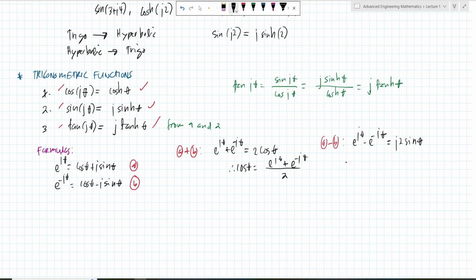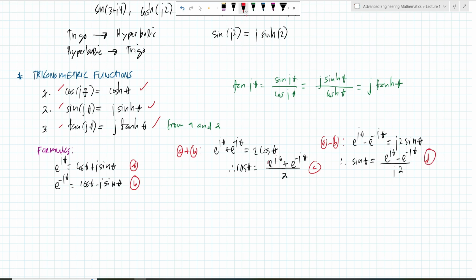Therefore, what is the sine of an angle theta in terms of complex numbers? That is e raised to j theta minus e raised to negative j theta, all over j2. Okay, we have another formula. Let's call this formula C and formula D.